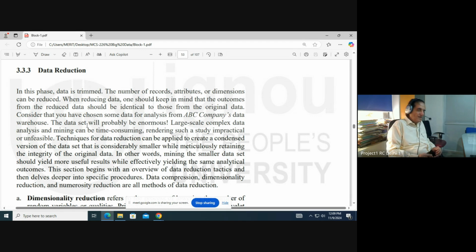So, you cannot throw away the original data, but you can create something from it, in other words, mining. The smaller data set should yield more useful results while effectively yielding the same analytical outcome. The section begins with an overview of the data reduction techniques and then delves deeper into the specific procedures. Data compression, dimensionality reduction, and numerosity reduction are all methods of data reduction.